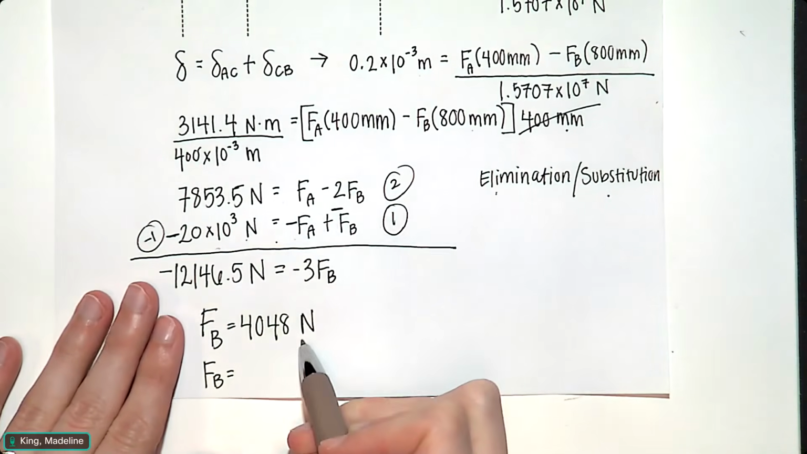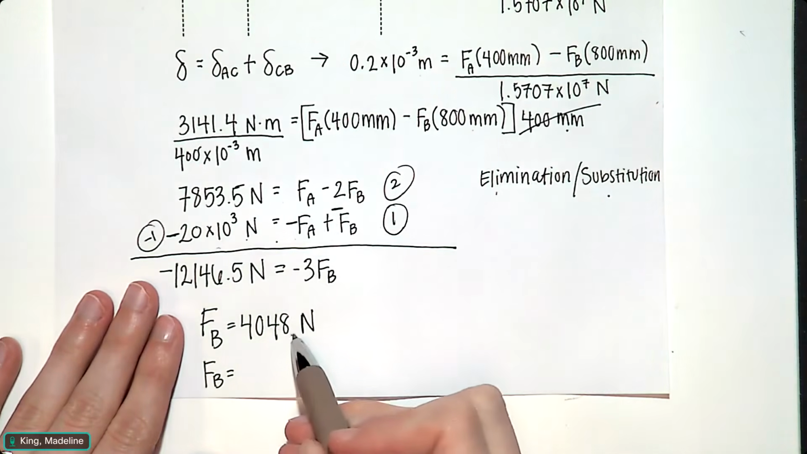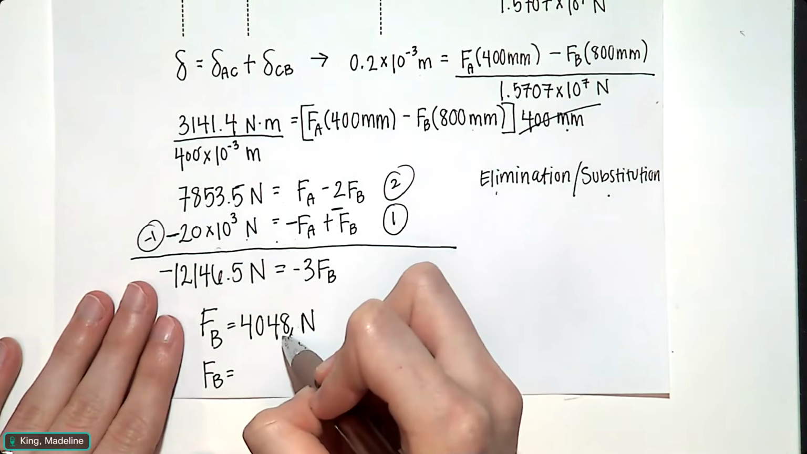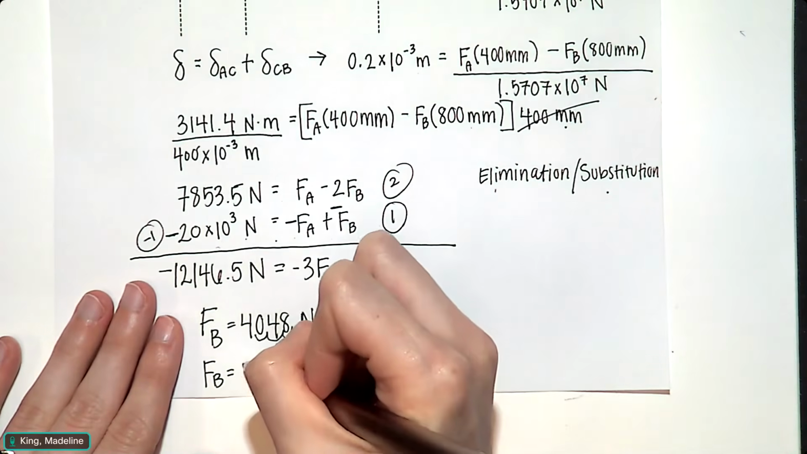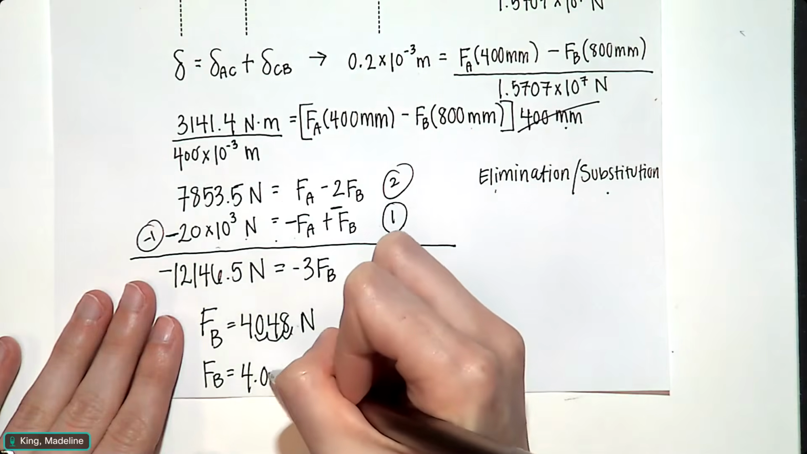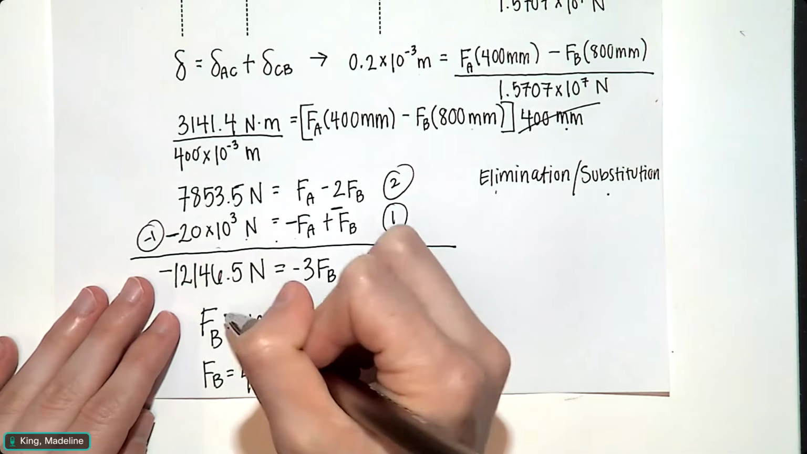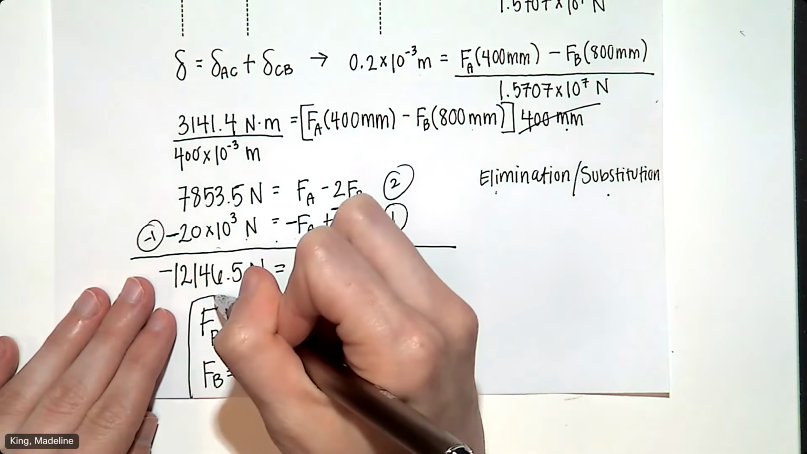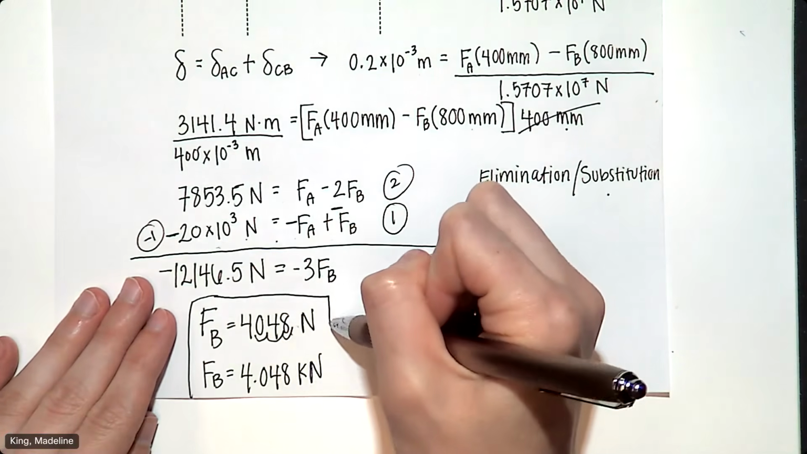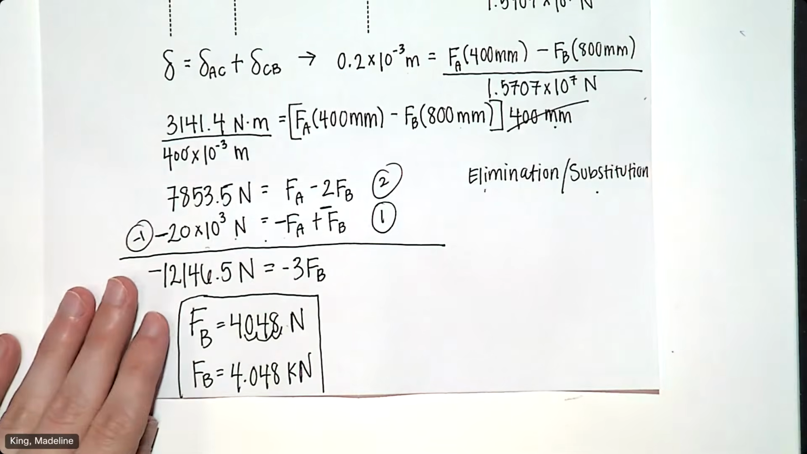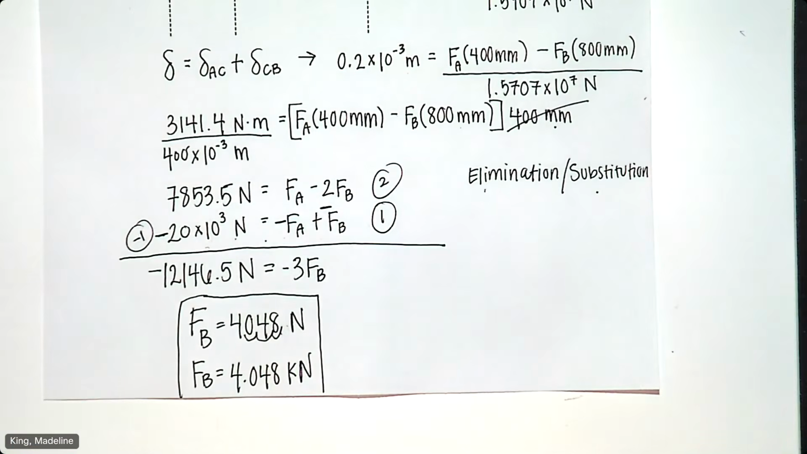And you can leave it like that if you want to, or we can convert it to kilonewtons. So 1, 2, 3, 4.048 kilonewtons. So that's our first force that we needed to find, and we need to find FA.